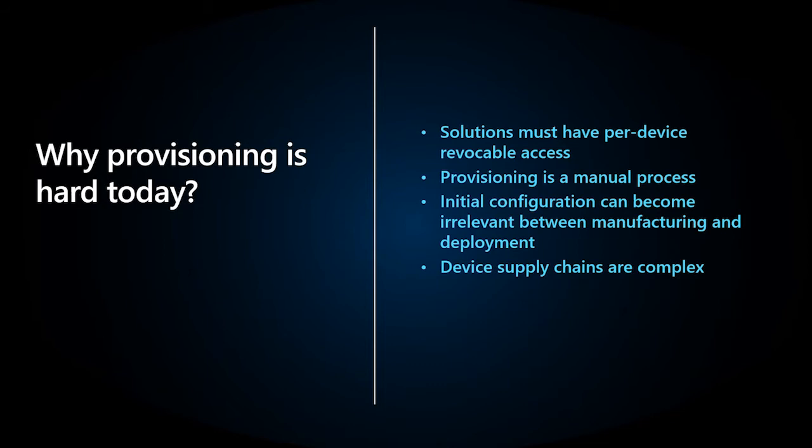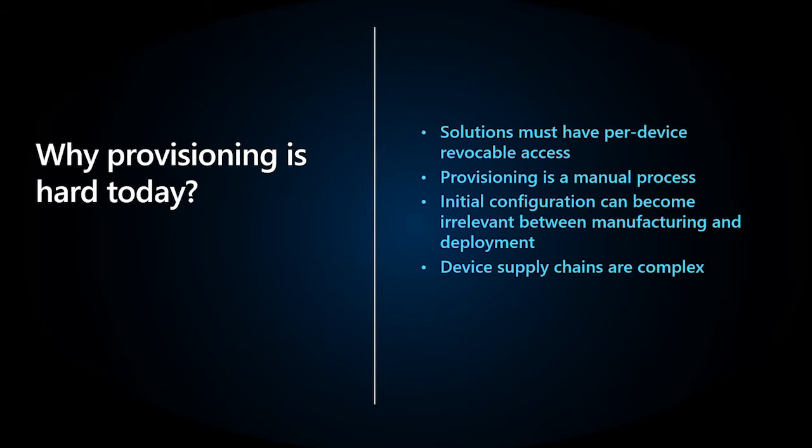Initial configuration can become irrelevant between manufacturing and deployment. So you can imagine if you have products just sitting in inventory for a really long time, and then it's time where now it's being sent off to a customer, you might have updates that have already happened to those devices before it even gets to the customer that you wanted to get to, or it needs to go to a different data center or a different IoT hub. To sit there and go back can be kind of a pain. And so that's one of the challenges.